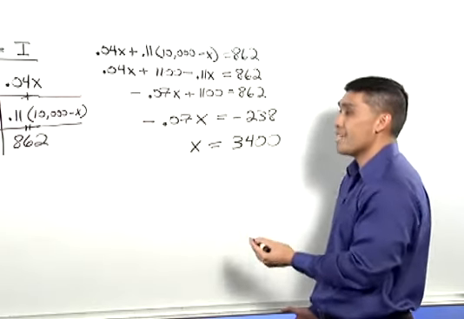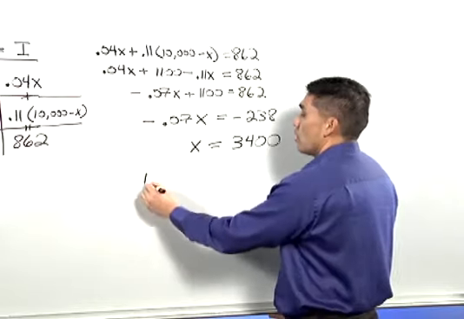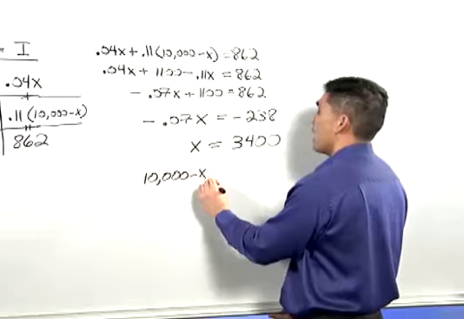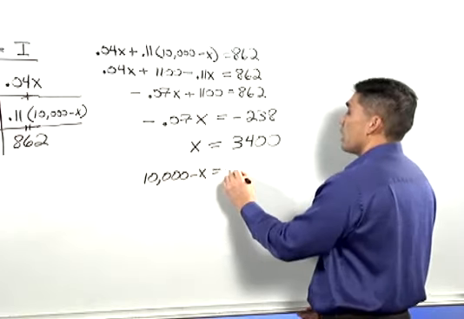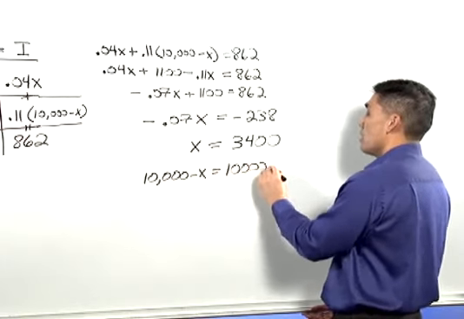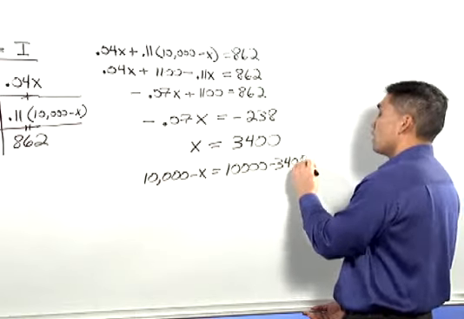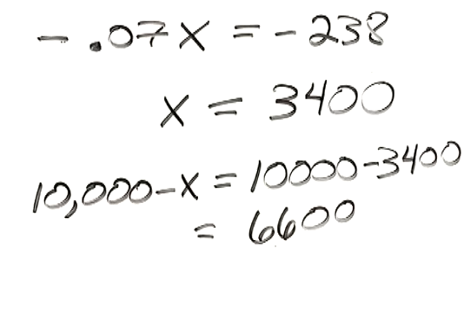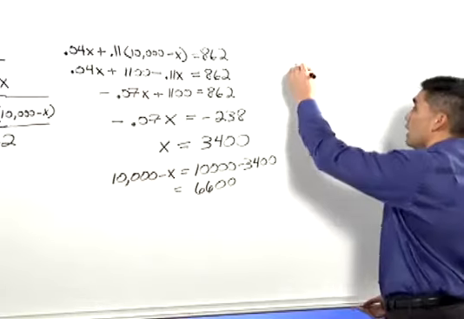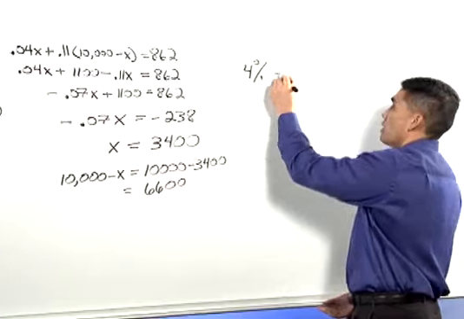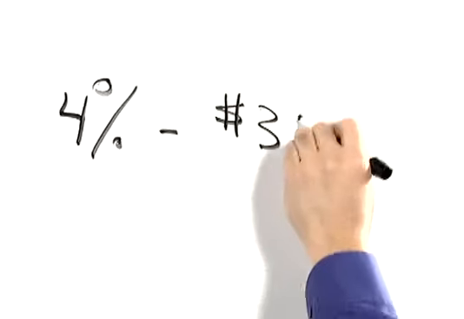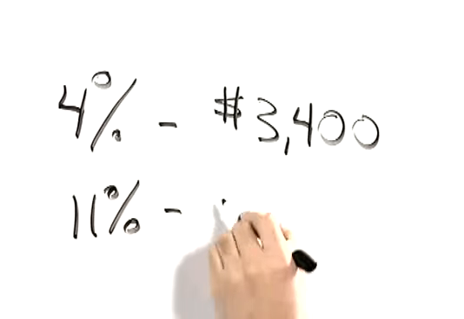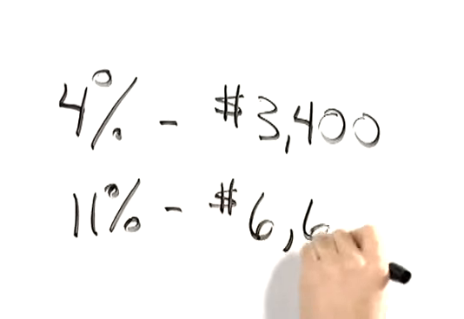To figure out how much he invested in the 11% account, we use the expression 10,000 minus x. So in this case, that would be 10,000 minus $3,400, which is 6,600. So in the 4% account, Ernesto invested $3,400, and in the 11% account, he invested $6,600.